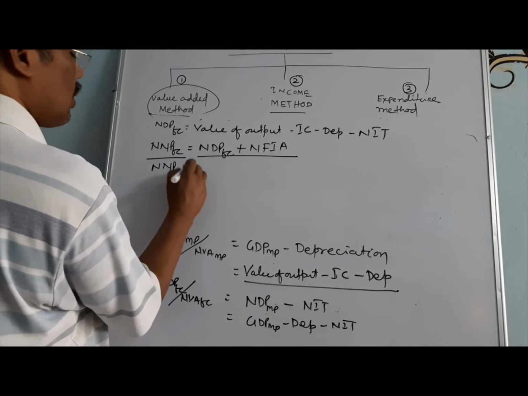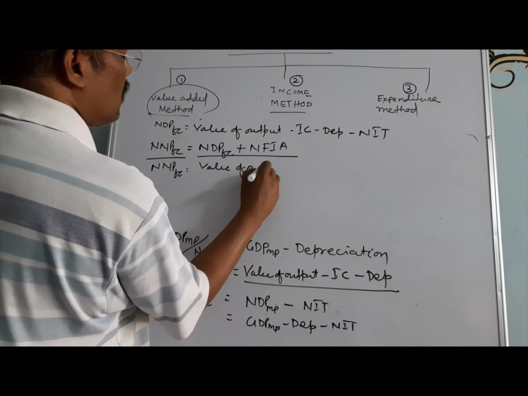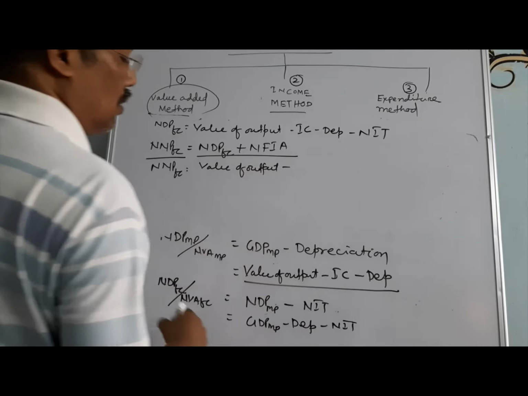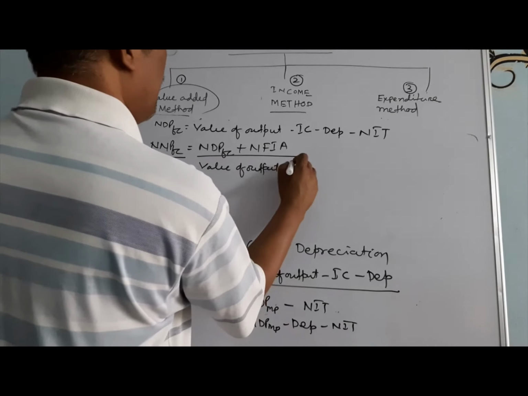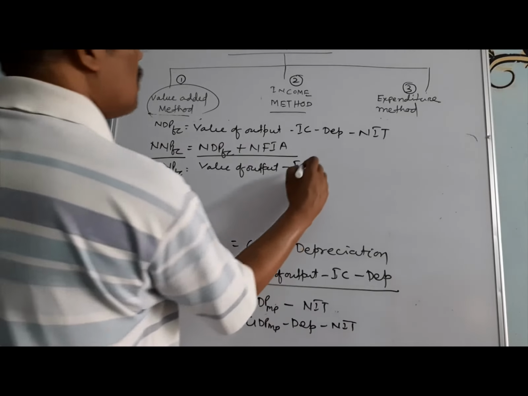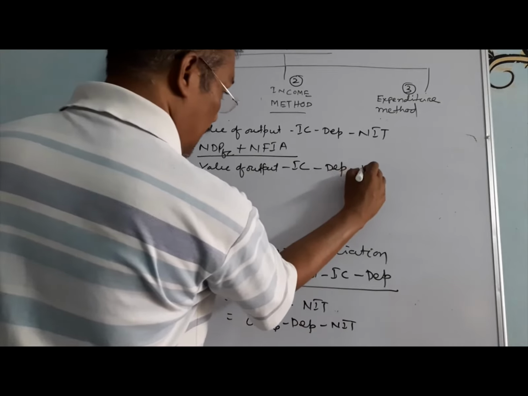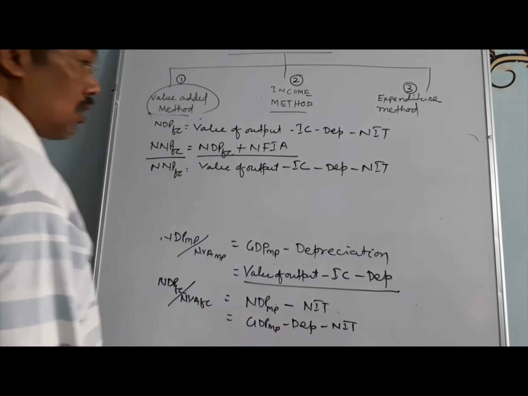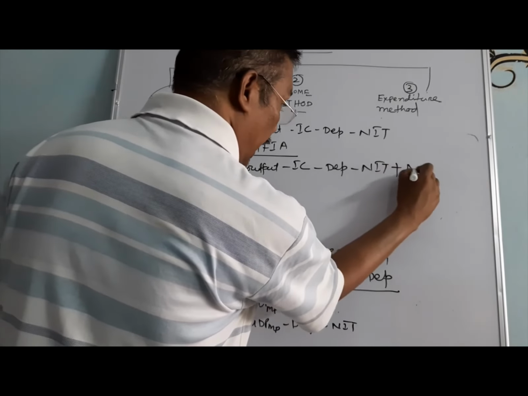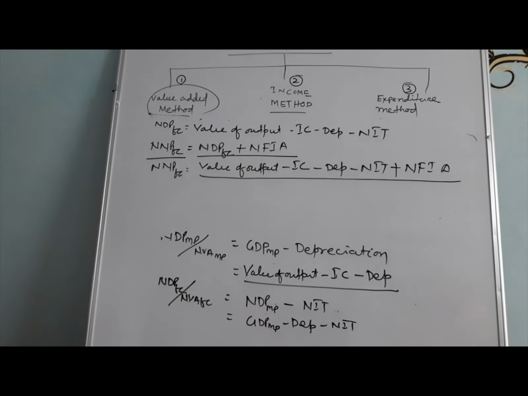NNP at factor cost equals value of output minus intermediate consumption minus depreciation minus net indirect taxes plus net factor income from abroad. This is called NNP at factor cost. Or we may elaborate it.